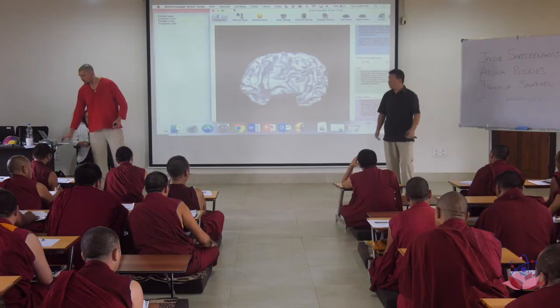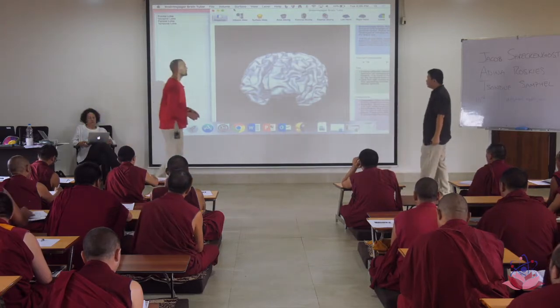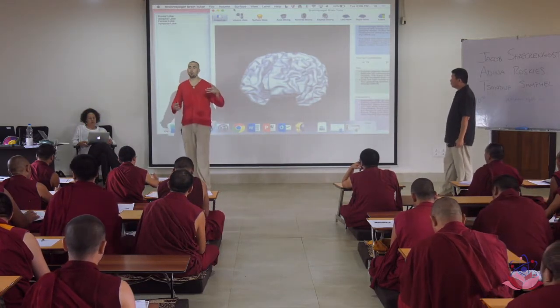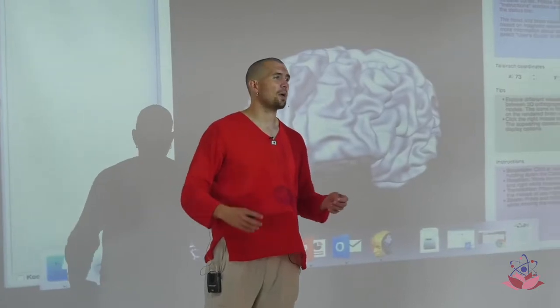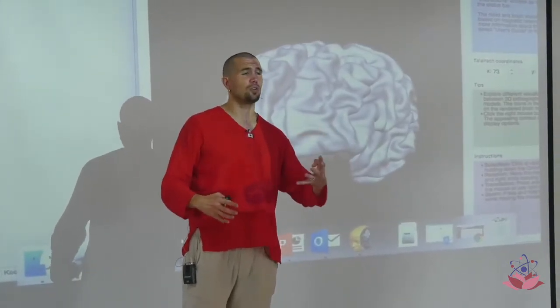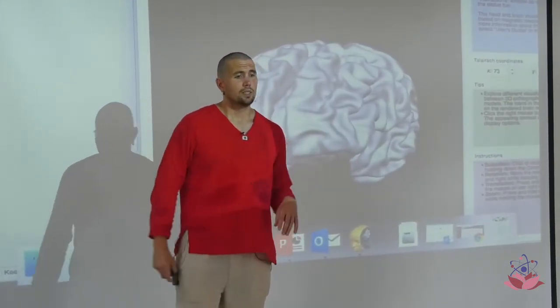So now I want to just focus on the outside of the brain, and we're going to talk a little bit about sort of four major lobes on the outside of the brain.